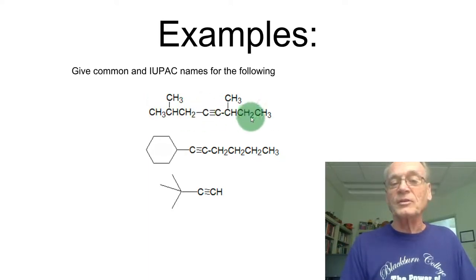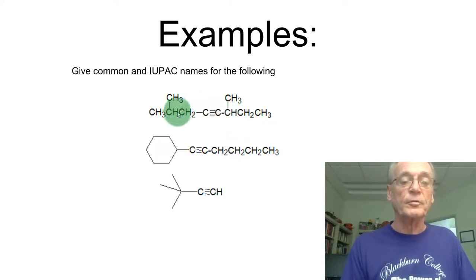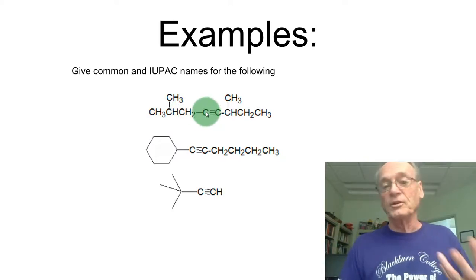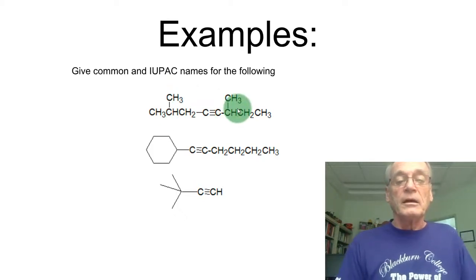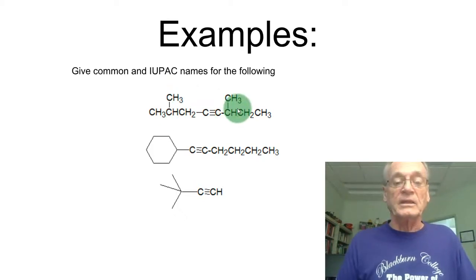In this case, it's a little tricky because if you number from this end, you get to the triple bond at carbon number 4. If you number from this end, you get to the triple bond at carbon number 4. So then how do you decide? Well, obviously, based on other substituents, so this one's closer to this end. And other than that, it's just like alkenes.